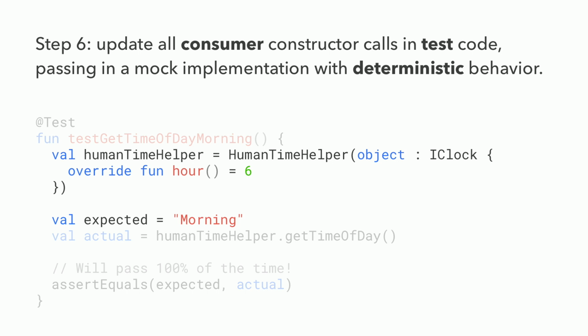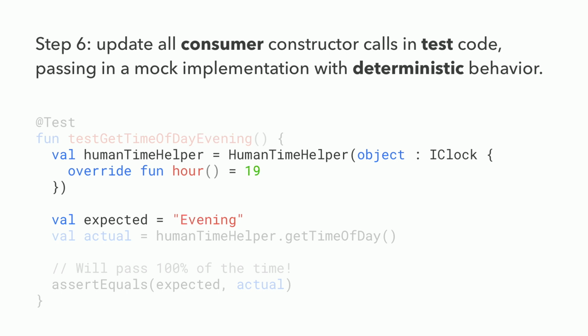But what I do is I override the IClock interface and I say the hour is always going to be 6 as far as this clock is concerned. That's as predictable as things can get. This clock, I know exactly what time it is all of the time. And so this test should pass 100% of the time. It is now useful as opposed to useless.